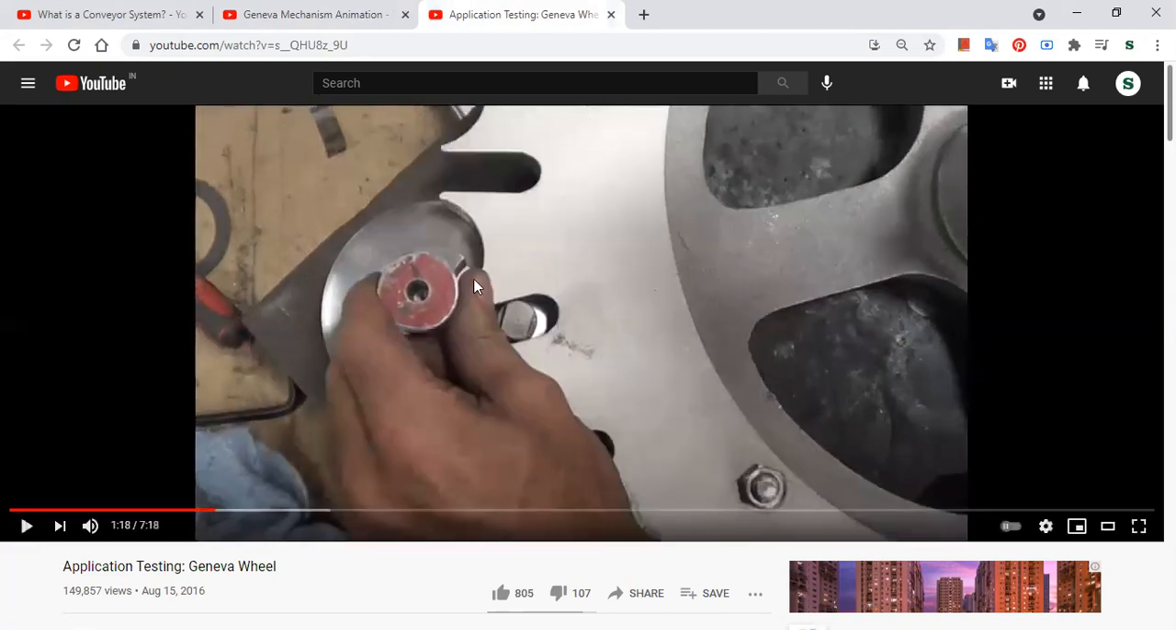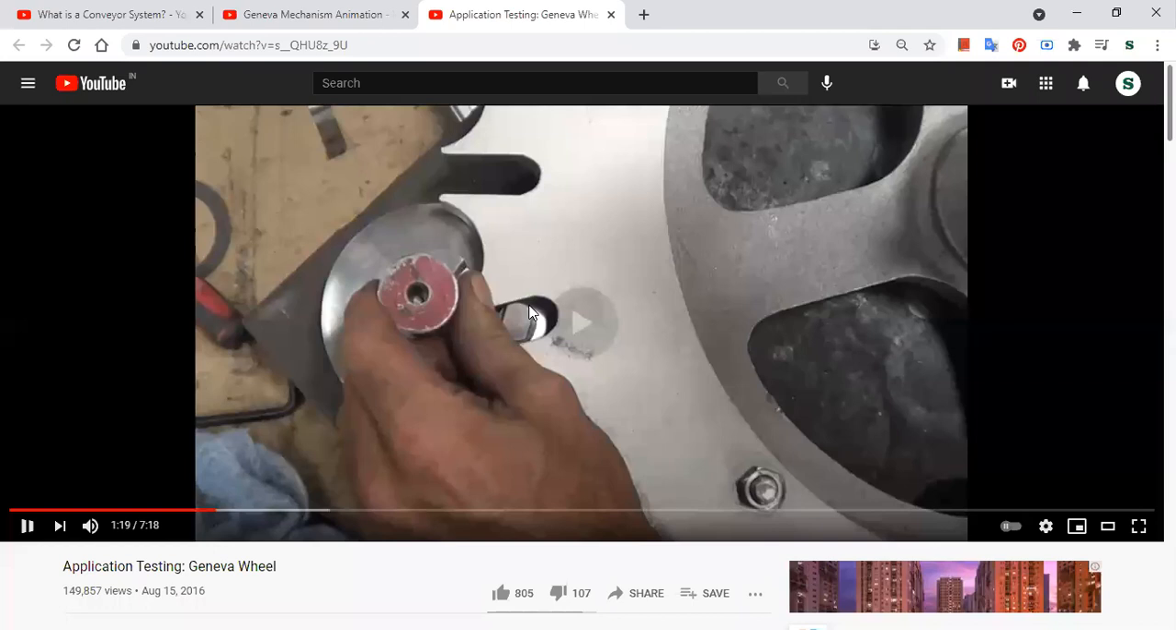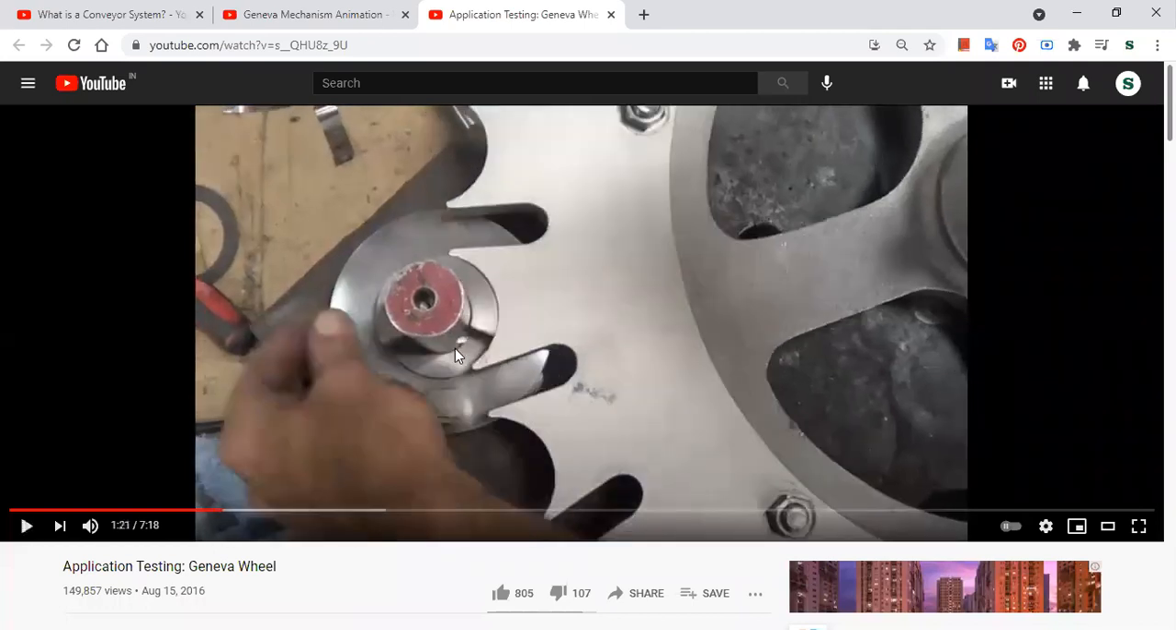You see those slots are placed, that slot is placed, I mean there's a recess there because you want to avoid the interference between these sharp edges on this driven member, right? Observe.